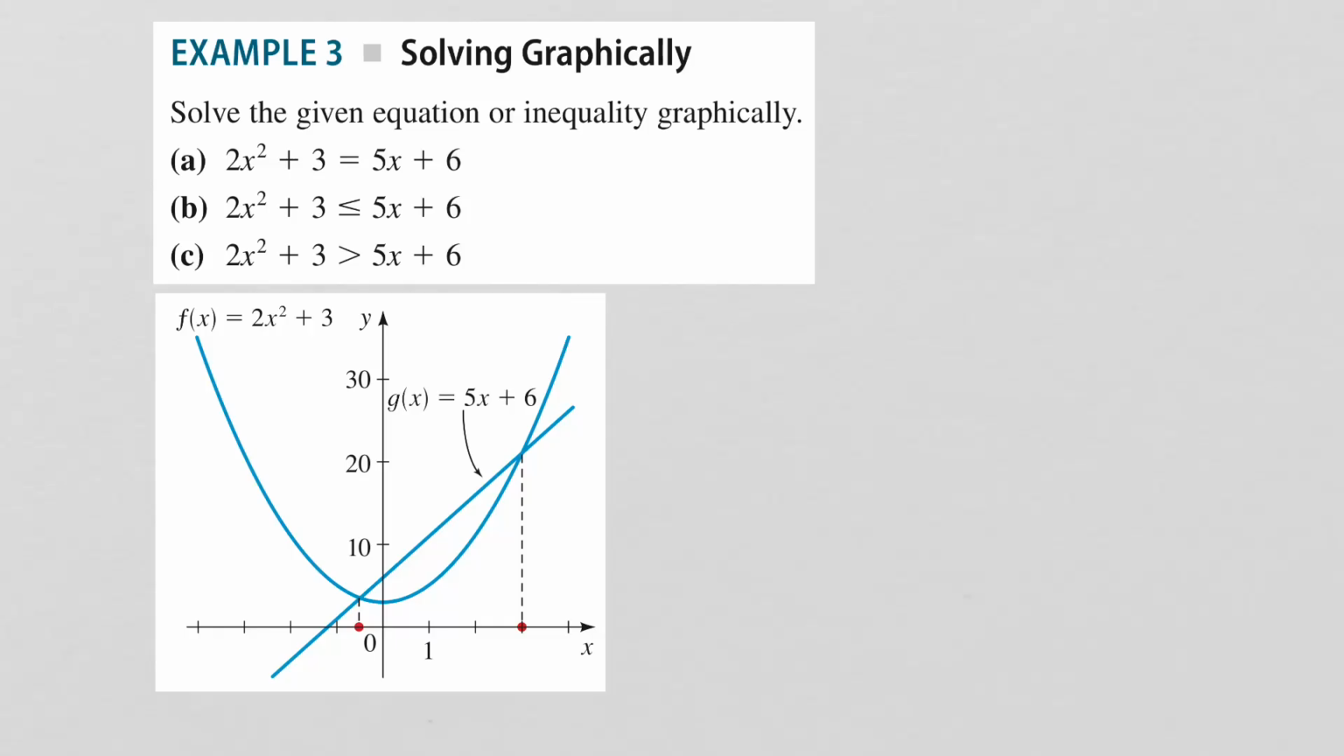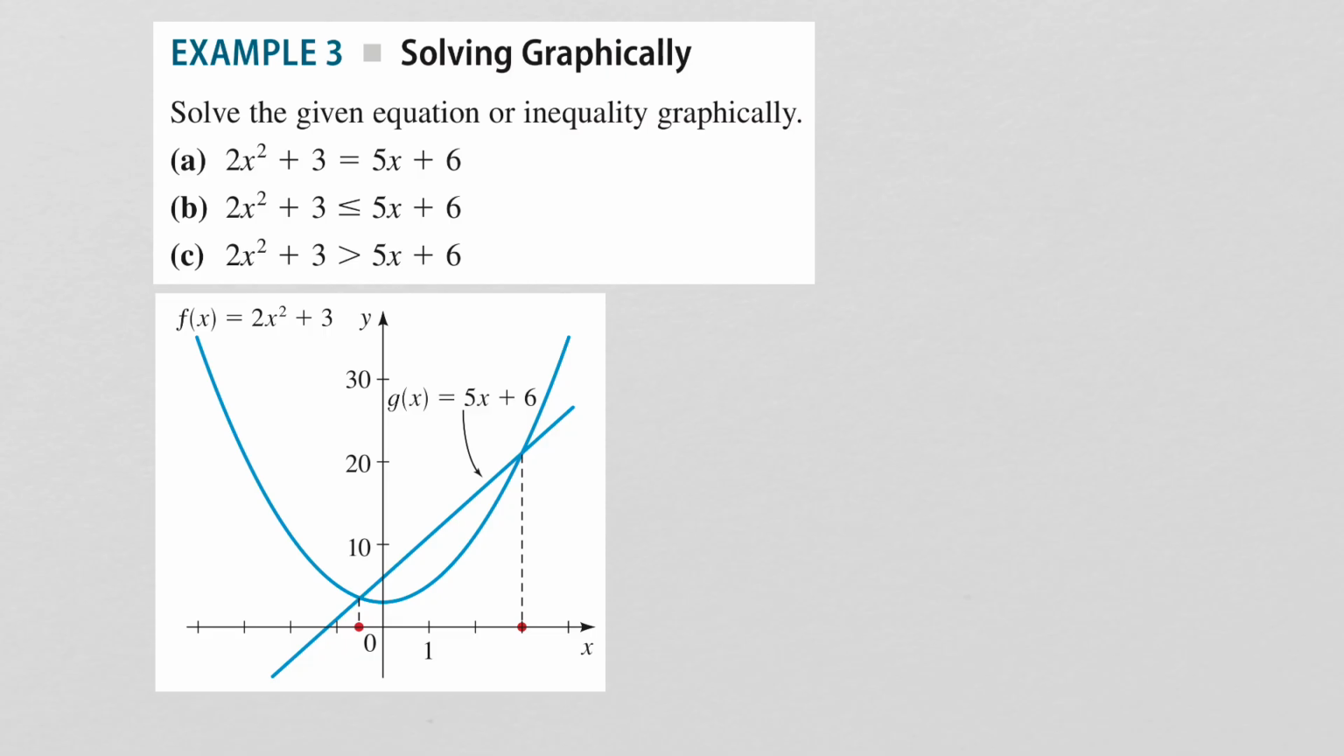So for example, suppose we want to solve the equation graphically. In part A, we have 2x squared plus 3 is equal to 5x plus 6. So if I think of the function 2x squared plus 3 as the function f of x, if we graph that, we get a parabola. And then g of x, we'll think of that as the function 5x plus 6. That's just going to be a straight line.